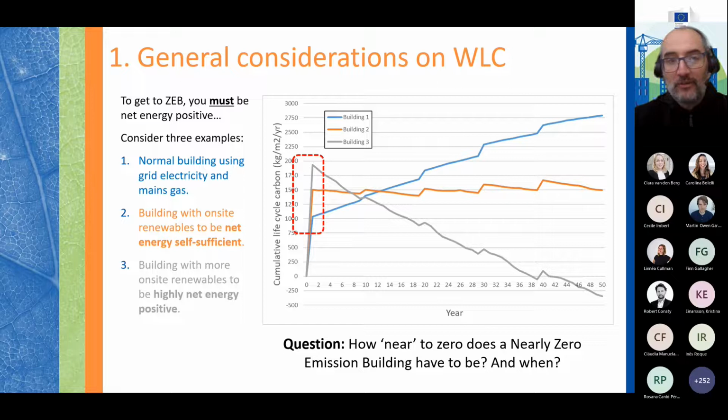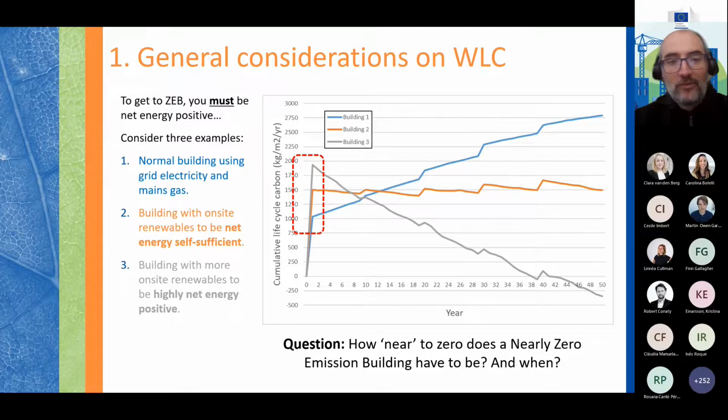And what I mean by net energy positive is your own building has to produce more renewable energy than it actually needs. And so to try and illustrate how this could work, I've put 3 examples on this graph. You can see the blue line on the graph is a normal building today that is connected to the grid, just takes in grid electricity, takes in natural gas from the mains. And then you've got an orange line, which is a building with on-site renewables that can more or less meet all of its energy needs on average. And then you've got a grey line, which is a new building with lots and lots of on-site renewable energy production that more than meets its needs and is a net exporter of renewable energy.